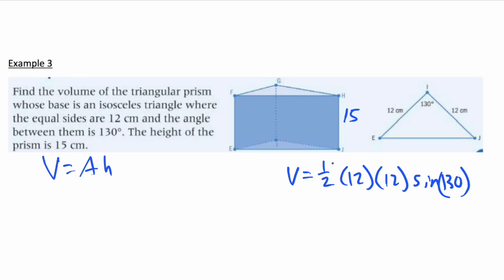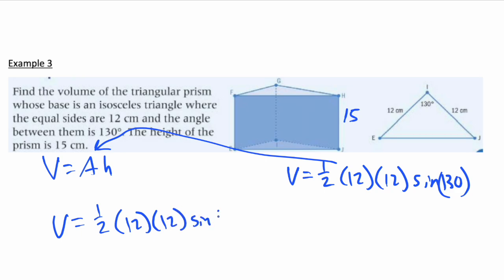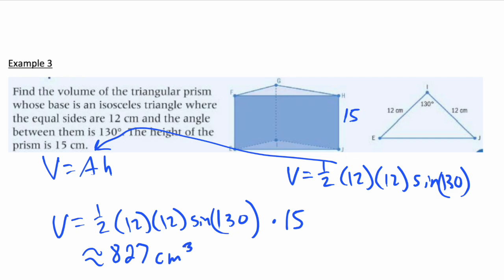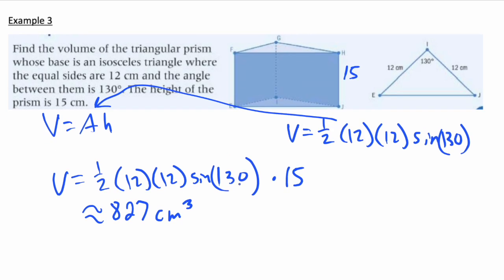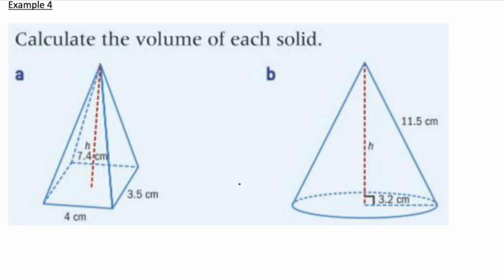And actually we can just stick all those numbers directly into this formula. So volume equals half times 12 times 12 times sine 130 times the height of the prism, which is 15. Make sure you get this angle in brackets though, or it might try to multiply the 15 by the angle and that'll mess everything up. So you just type all that into your calculator and round it, and you get 827 cubic centimeters.